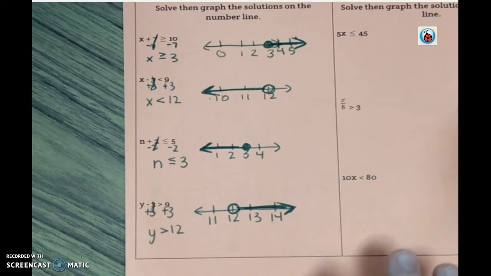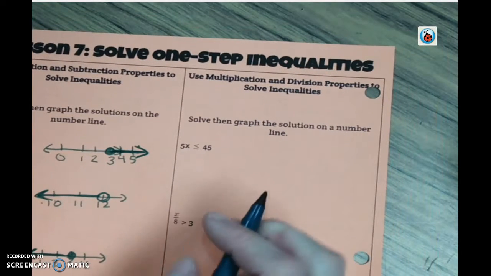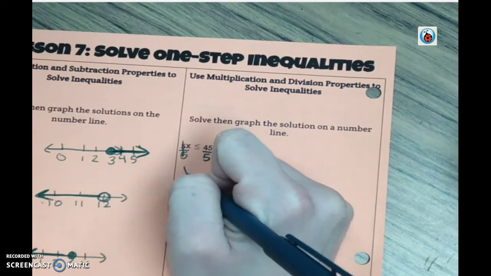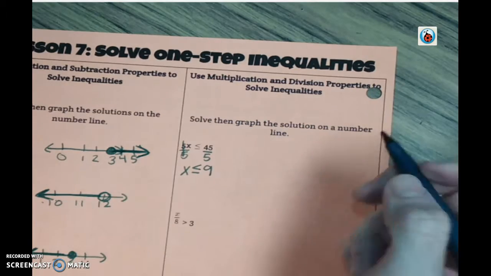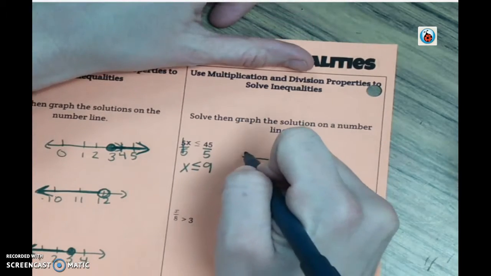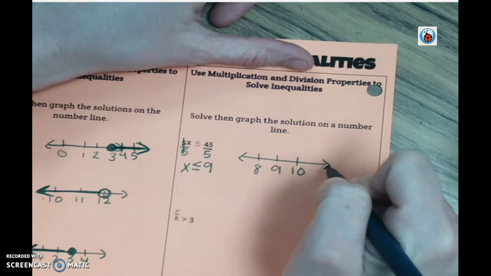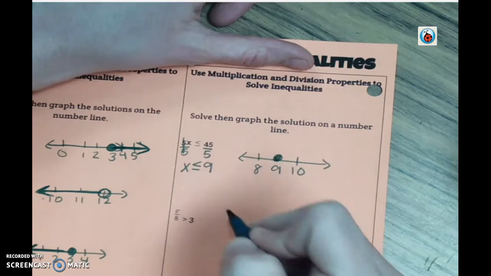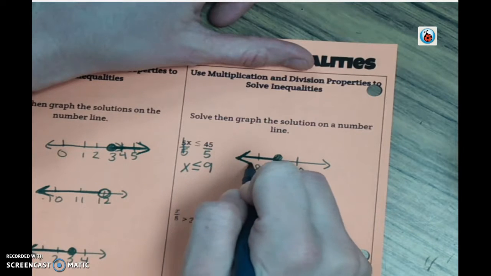So that was addition and subtraction. Now we're going to move on to multiplication and division. The opposite of multiplying by 5 is dividing by 5. So x is less than or equal to 9 because 45 divided by 5 is 9. We'll draw our line. 8, 9, 10. Our circle is going to go by 9. It's going to be filled in because it's less than or equal to. And our line's going this way to the left.